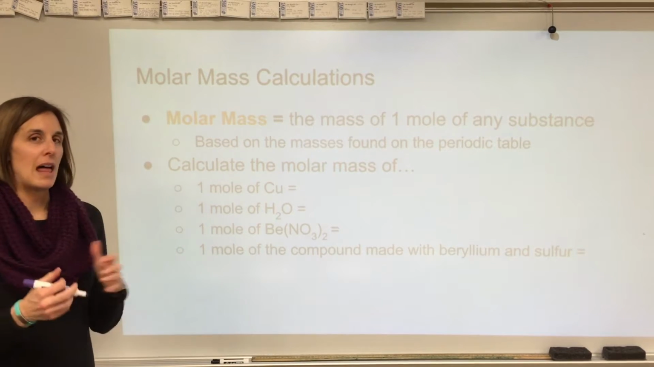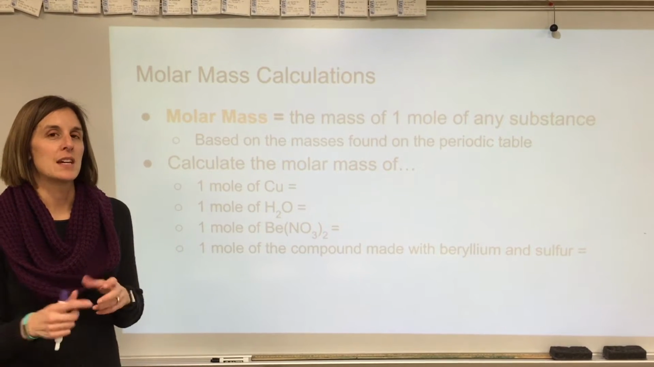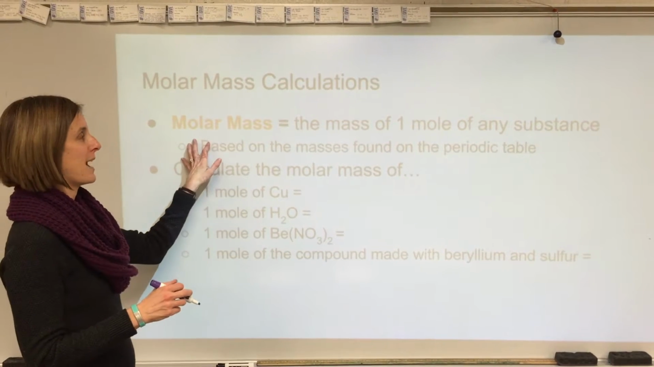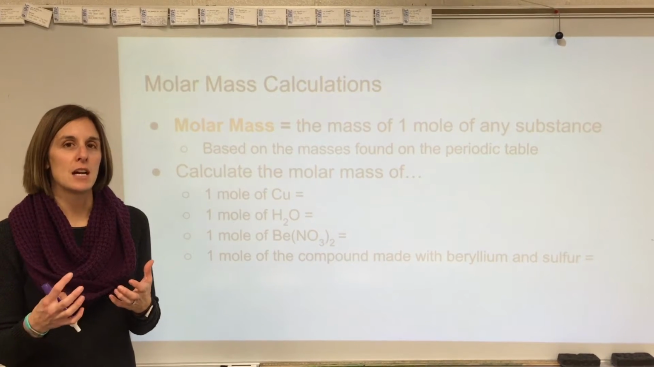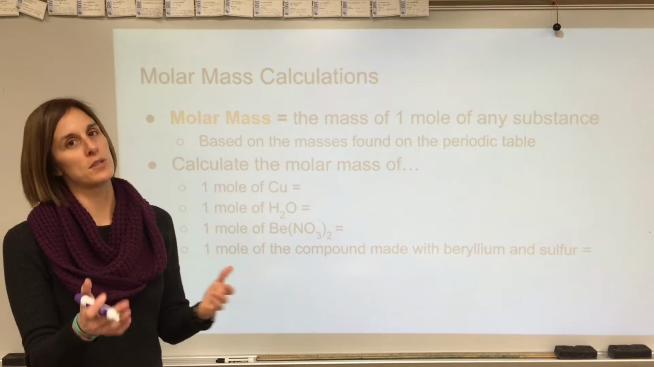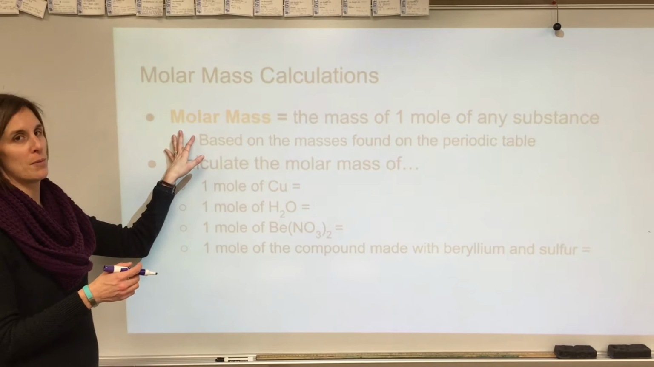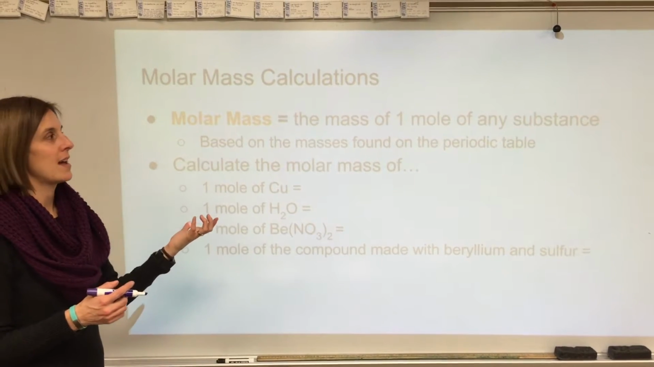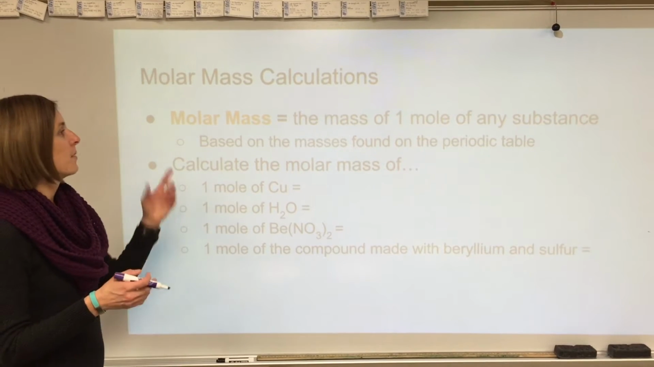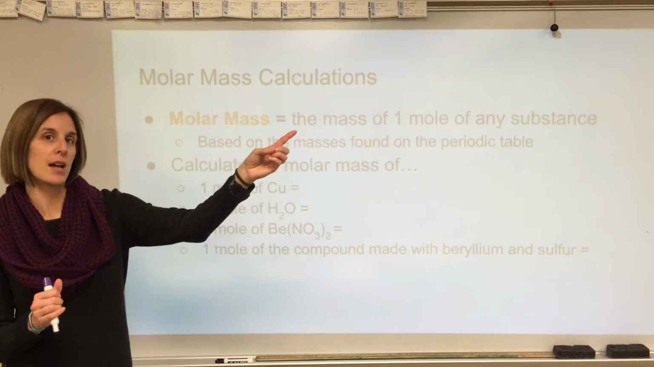So we've been talking a lot about the mole and how we can use this idea of counting by weighing. So one thing we need to understand is what the term molar mass means. We've learned that the idea of the mole is based off of the numbers we see on the periodic table. And what those numbers represent is what we call the molar mass. And so that's just defined as the mass of 1 mole of any substance, either an element or a compound, based on those numbers on the periodic table.